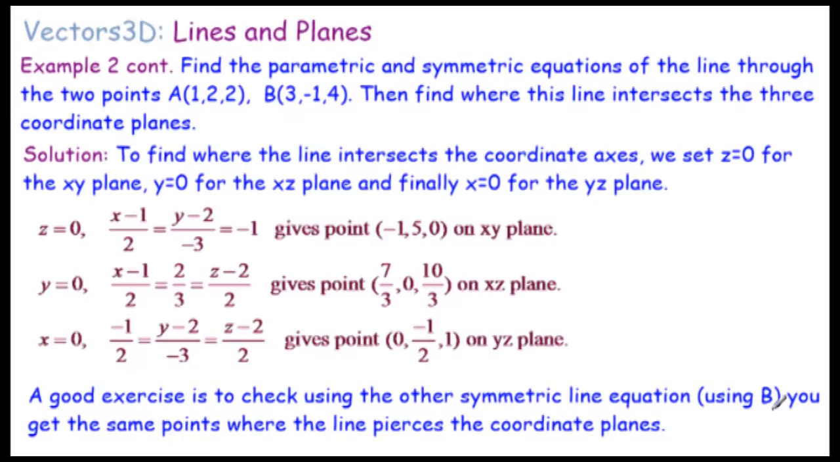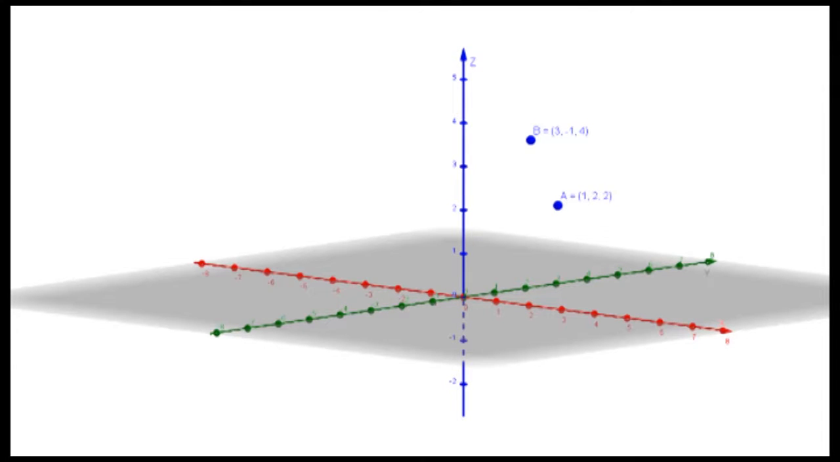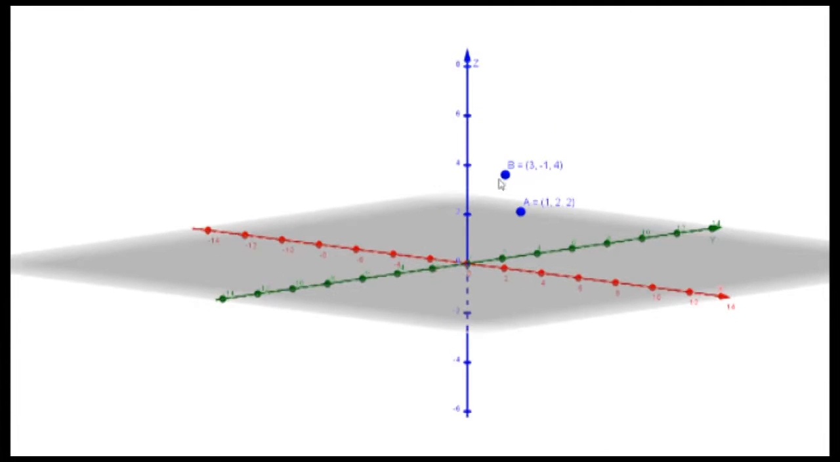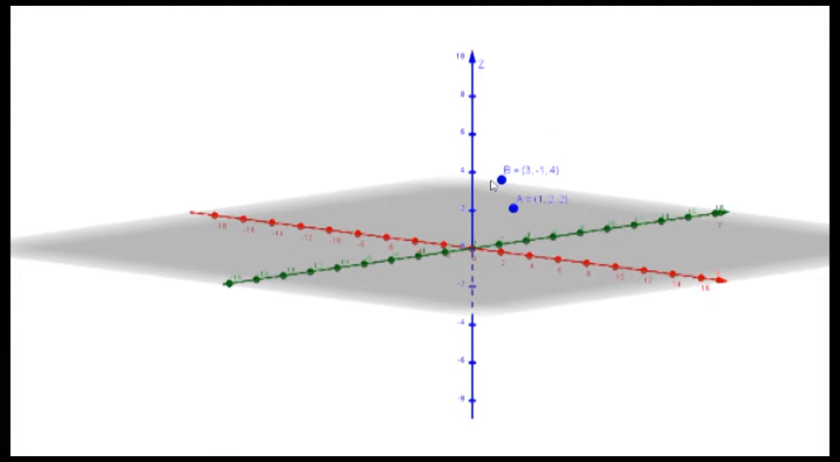Now let's finally have a quick look at this in GeoGebra. Finally here we have GeoGebra. We've got the points A and B, and we've got the x, y, and z-axis. Z is the blue one, the y is the green, and the x is the red one here.